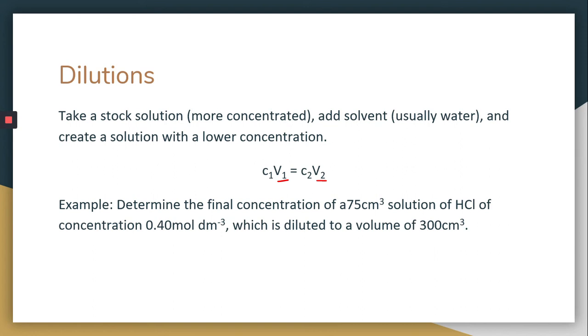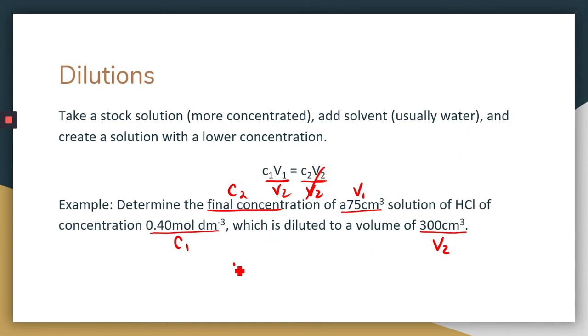So in our example here, determine the final concentration of 75 centimeters cubed solution of HCl. And then it gives us the concentration, and it says it's diluted to a volume of 300 centimeters cubed. So this is our C1 and our V1, and then we're diluting it to 300. So what is the final concentration? And since we're solving for C2, we know we would have to divide both sides by V2.